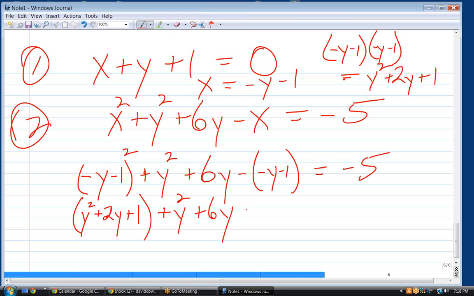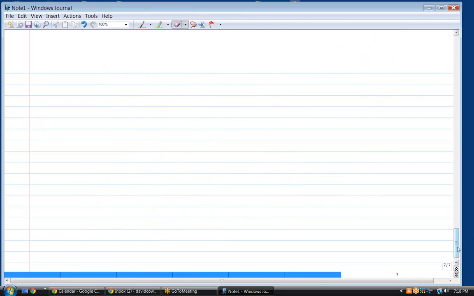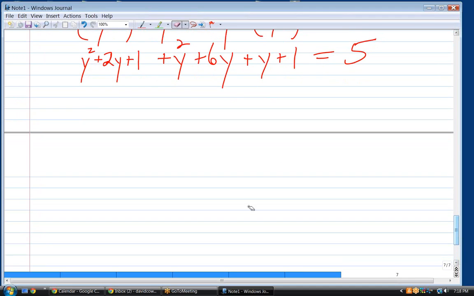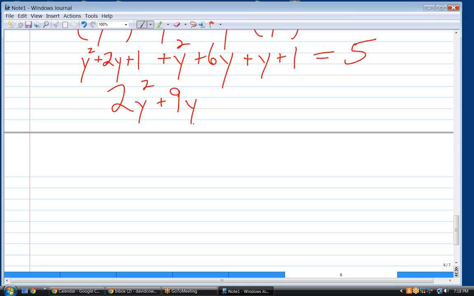Negative y minus. Try again. Oh wait, y plus 1. These parentheses over here I can eliminate without doing anything. Now simplify. 2y squared plus 9y plus 2. Let's move the 5 over.